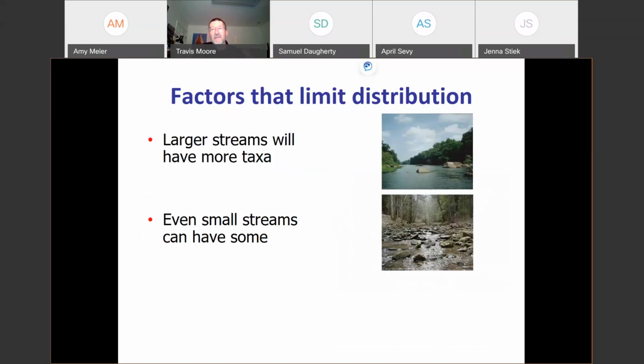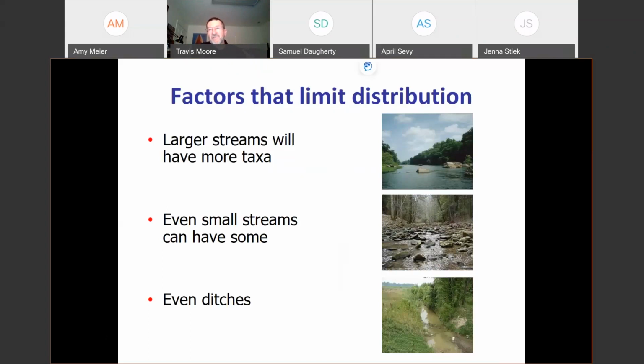And again, we're looking at, is it a stable stream? Does it have permanent water? And is the fish host present? And even some of our ditches, whether they be natural or constructed, can house a variety of different mussel species, can be very diverse. And we'll talk about one of those specifically here in a few minutes.